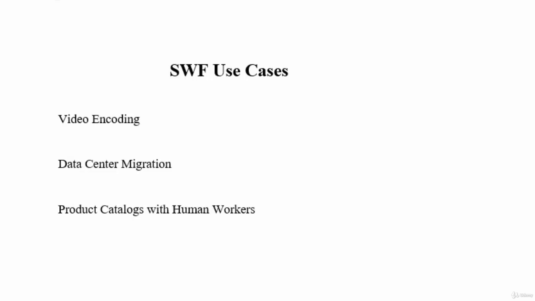Now the next is product catalogs with human workers. So, processing large product catalogs using Amazon Mechanical Turk while validating data in large catalogs, products in the catalog are processed in batches. So different batches can be processed concurrently. For each batch, the product data is extracted from the servers in the data center and transformed into CSV.